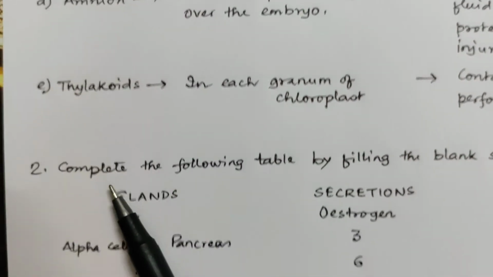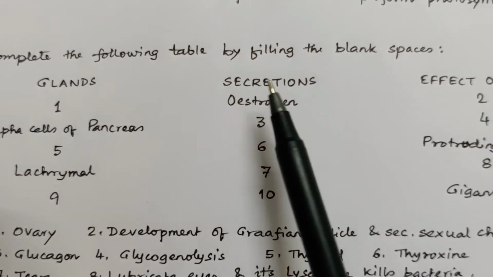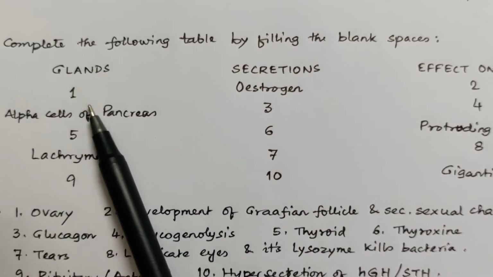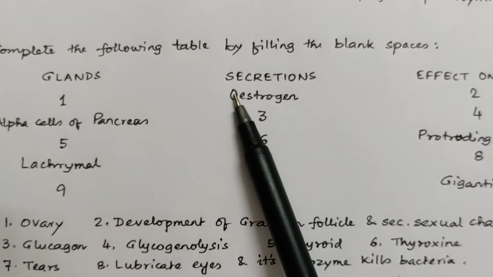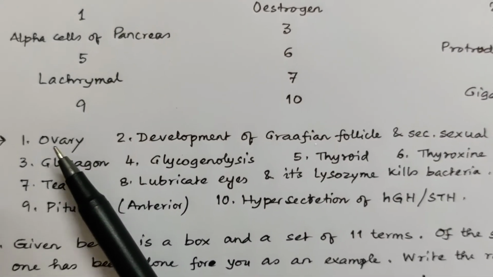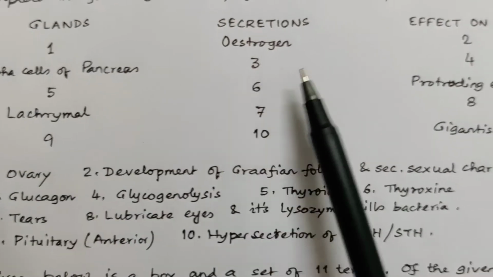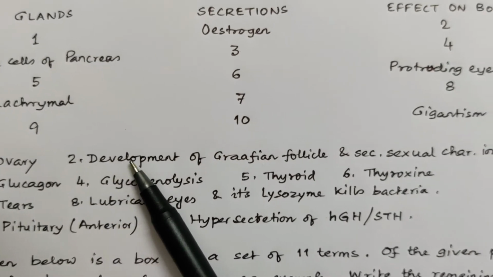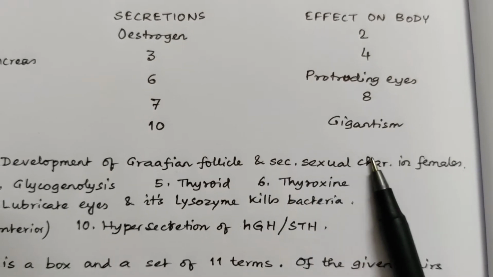Now question number 2. Complete the following table by filling the blank spaces. The glands are given, the secretions and effects on the body. These are endocrine glands. Now in the first one, number 1, the secretion is given here as estrogen and the effect on the body is number 2. Let us solve the first one then. From where is estrogen secreted? The gland is the ovary. And what effect does estrogen have on the body? It helps in development of the Graafian follicle and also influences the secondary sexual characters in females.